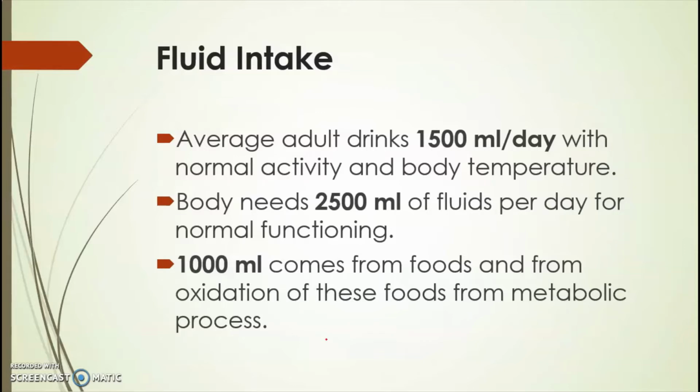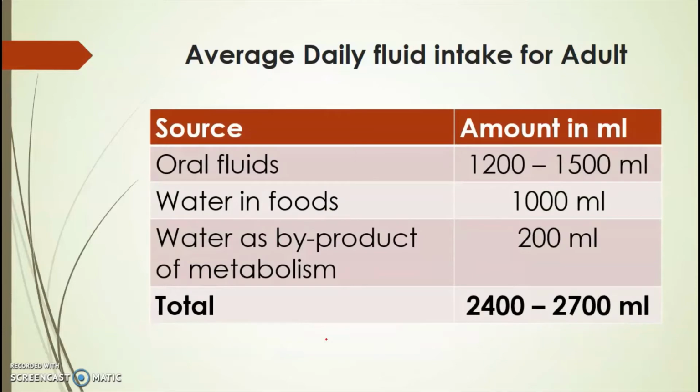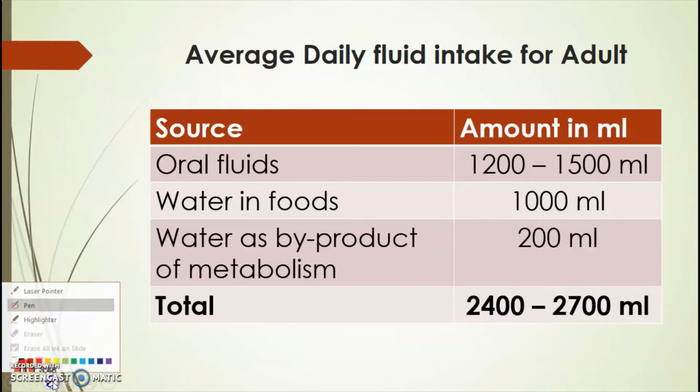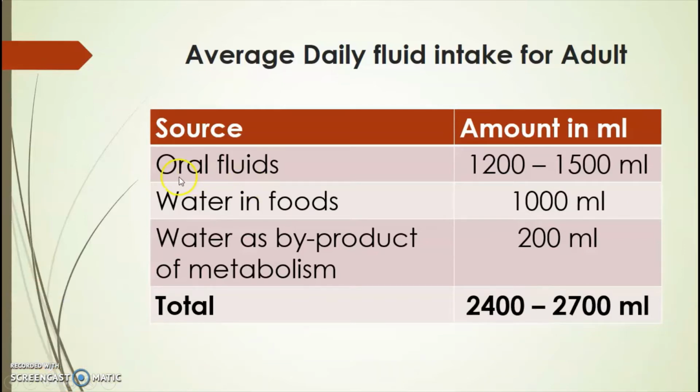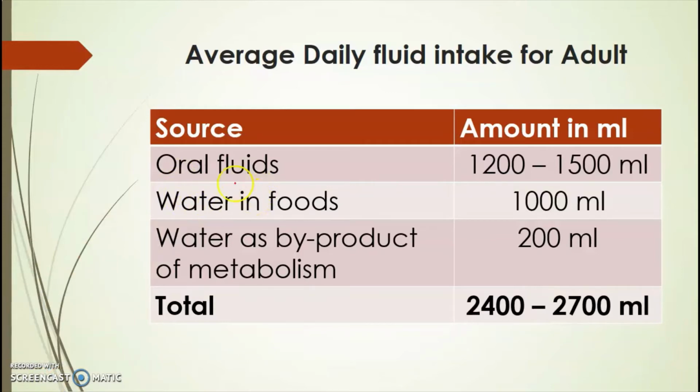Okay. For us to better understand this, here is a table, okay, showing the amount of fluids that we are getting depending on the sources. Okay. For example, here we have your oral fluids. Your oral fluids, okay, are the water or any fluids that we take orally, which will now give us an average of or a range of 1,200 to 1,500 ml.